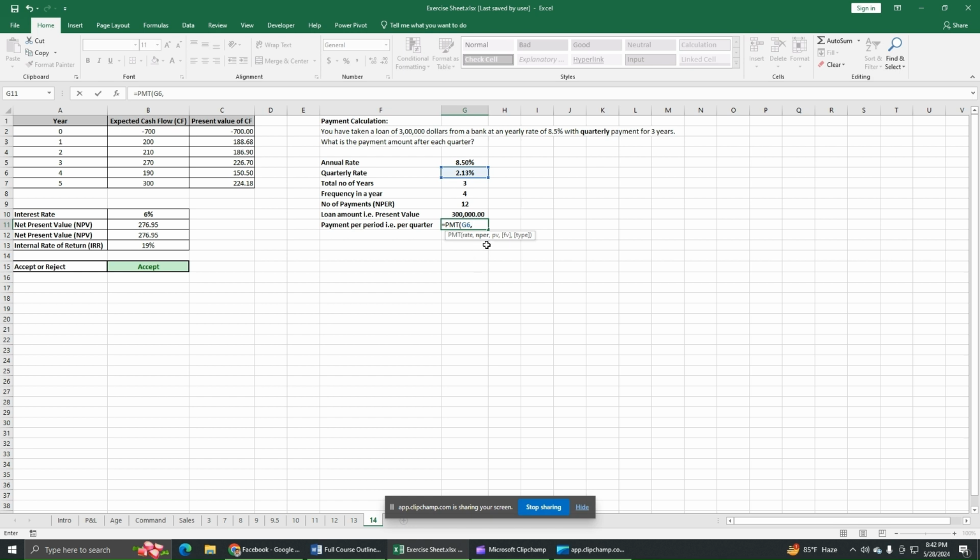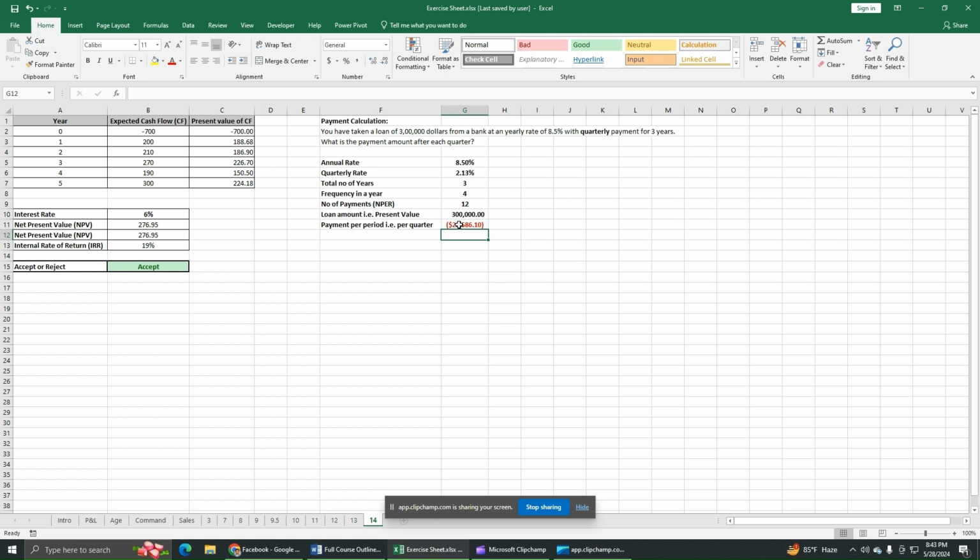Then nper, that is number of payments. This is the total number of payments. Now present value, that is the loan amount, or present value, this one. Now we can see the other two things. We don't need them to calculate the payment. Closing bracket. So this is our payment per period.